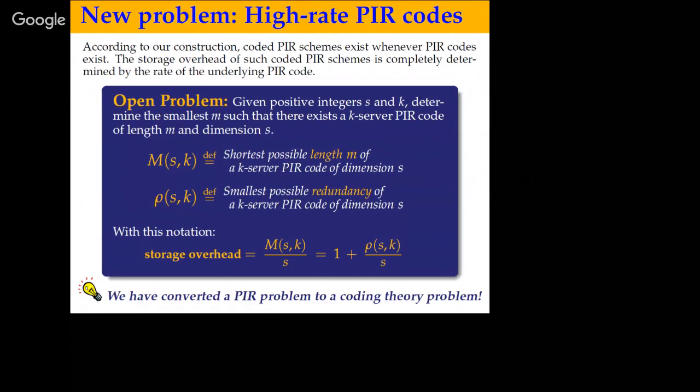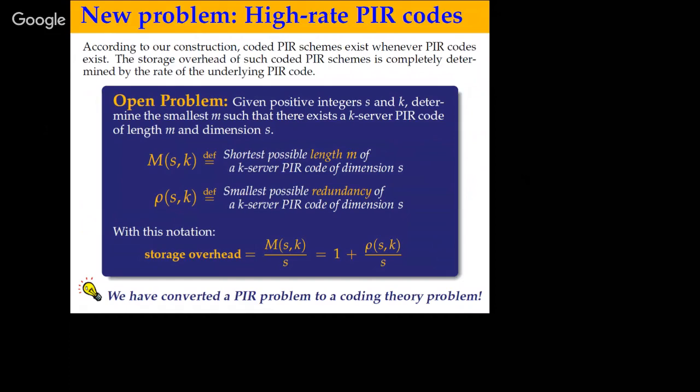So you see in the previous slide, give me such a code, that was the theorem, I can then use it along with any existing protocol to get a scheme. So we have really reduced our original problem to a problem in coding theory. All that remains is to come up with such codes, right? And that's what the second part of the talk will be about.